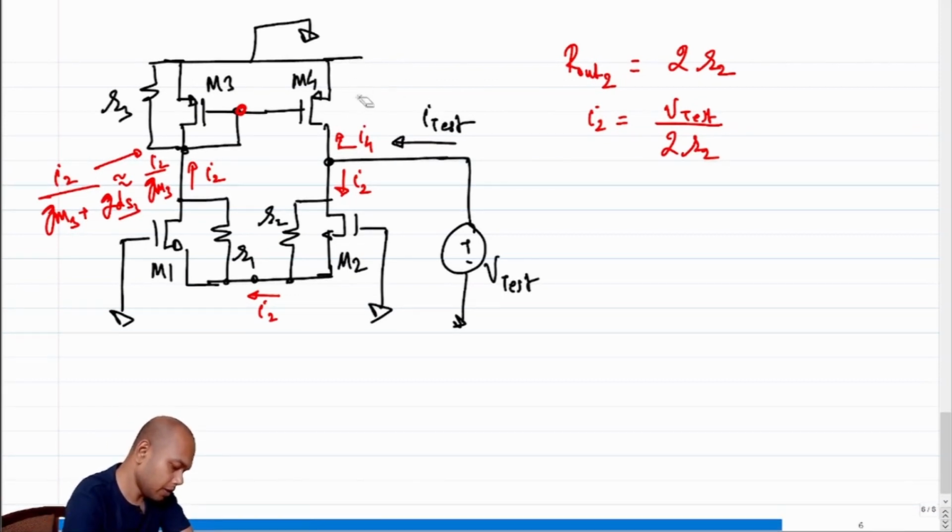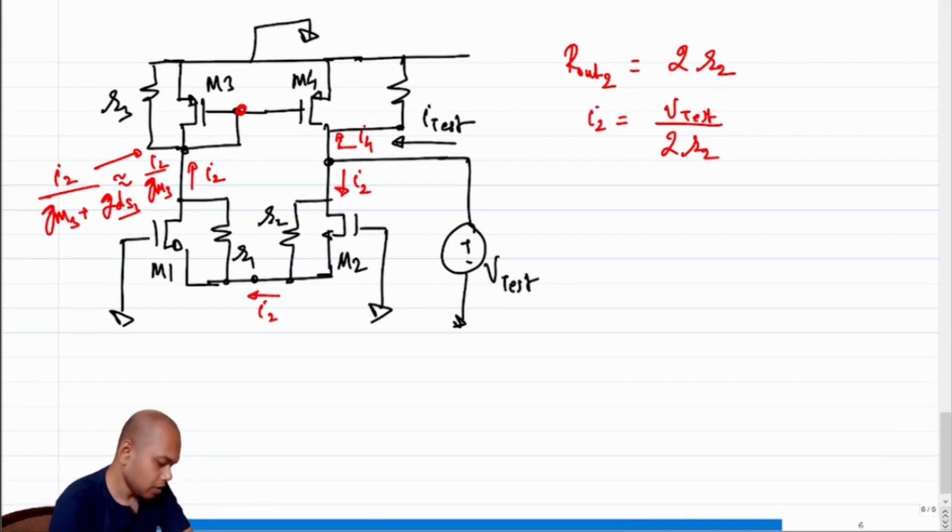So let me split this part up into multiple, right? So what I am essentially saying is, this voltage is how much? This voltage is, let's say, Vx. If that voltage is Vx, what is the incremental current through M4? The incremental current through M4 is, in this case, Gm times Vx, because source is grounded.